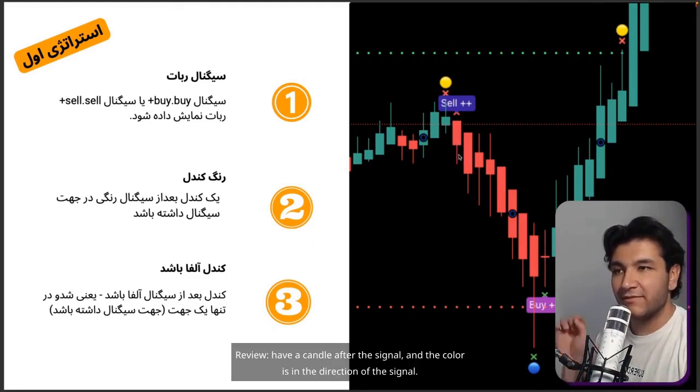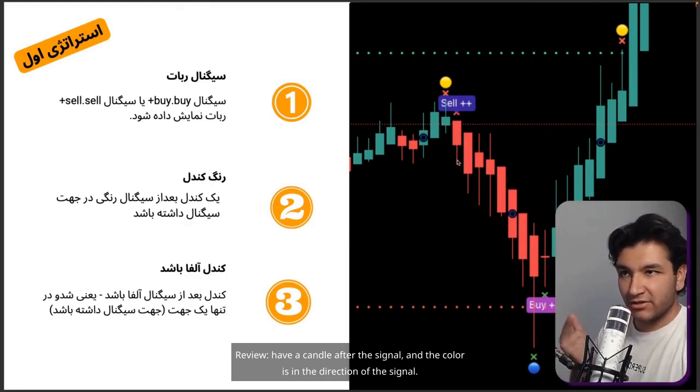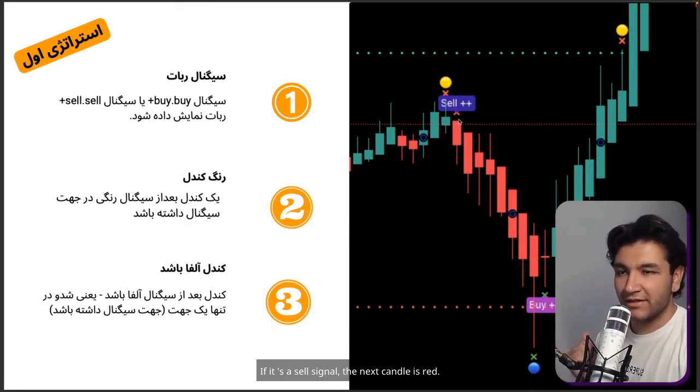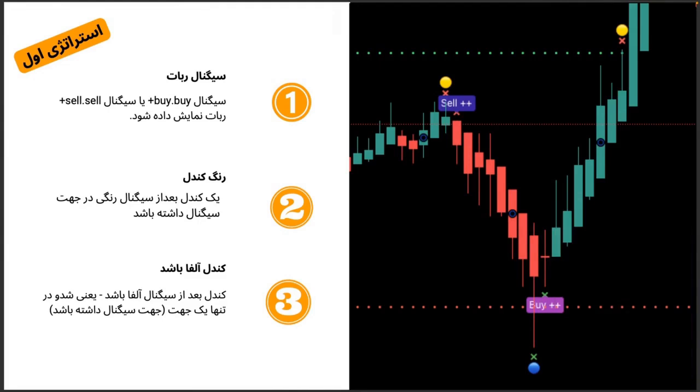Review. Have a candle after the signal, and the color is in the direction of the signal. If it's a sell signal, the next candle is red. If it's a buy signal, the next candle is green. Simple. Let's go over 4 examples together. If you see here, it only has size above it and no size below it. This is called an alpha candle.